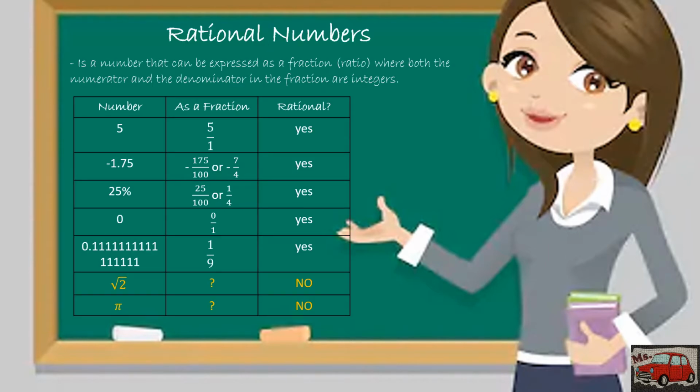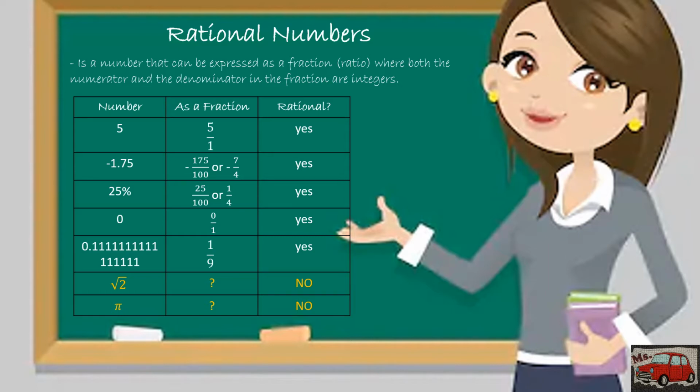A rational number is a number that can be expressed as a fraction where both the numerator and the denominator in the fraction are integers. Okay? So, sinasabi lang na kapag ang isang number is pwede mong gawing fraction and both the numerator and denominator are integers, then yes, that number is a rational number.